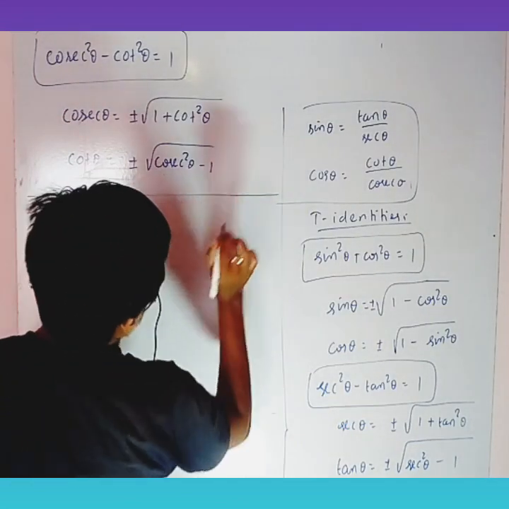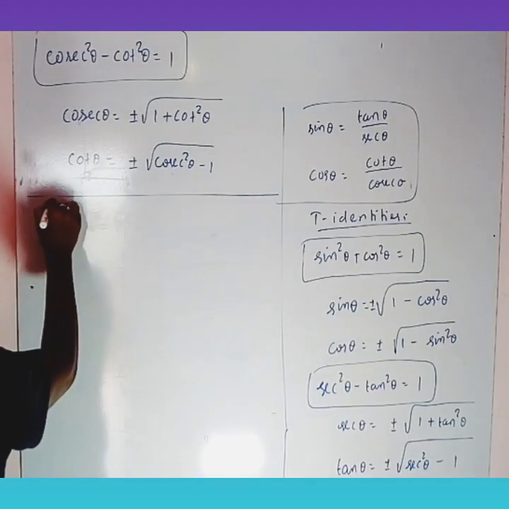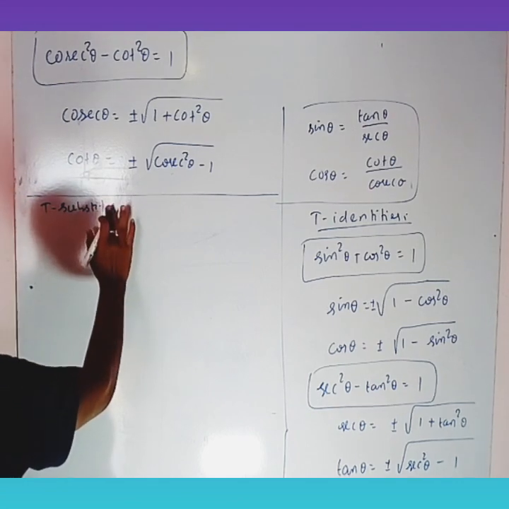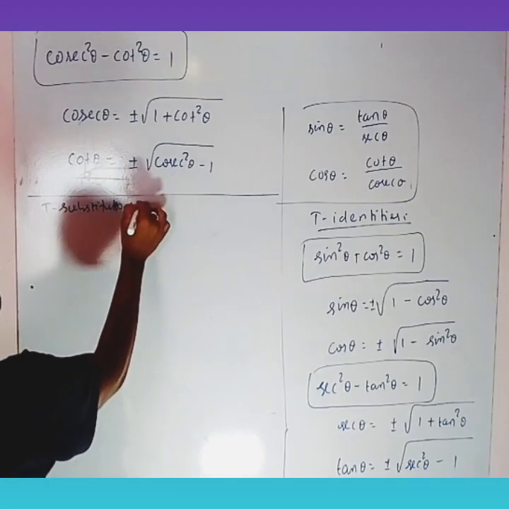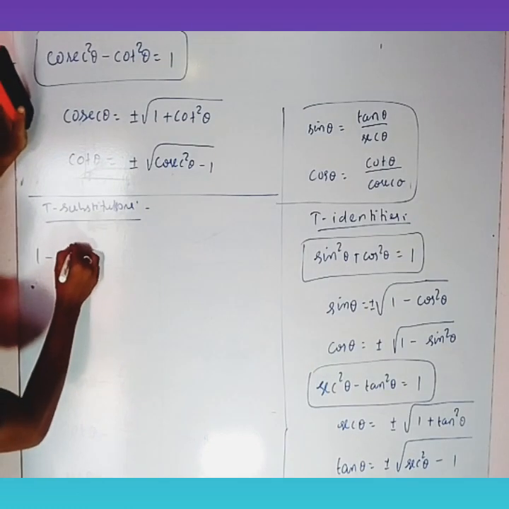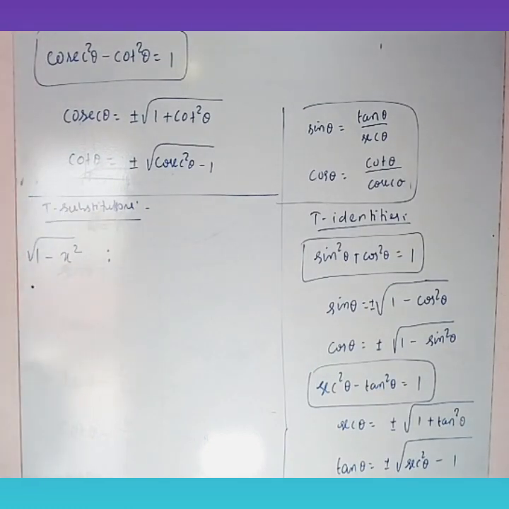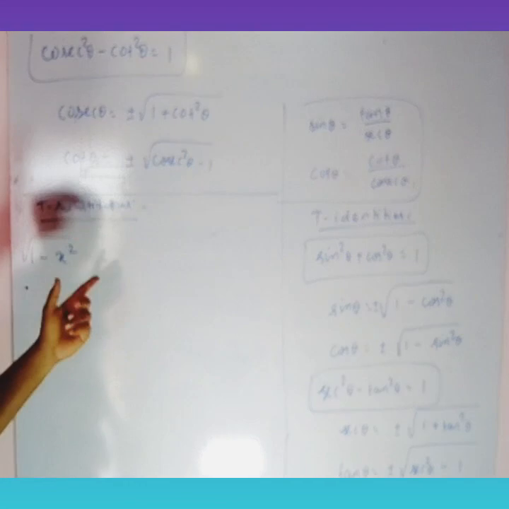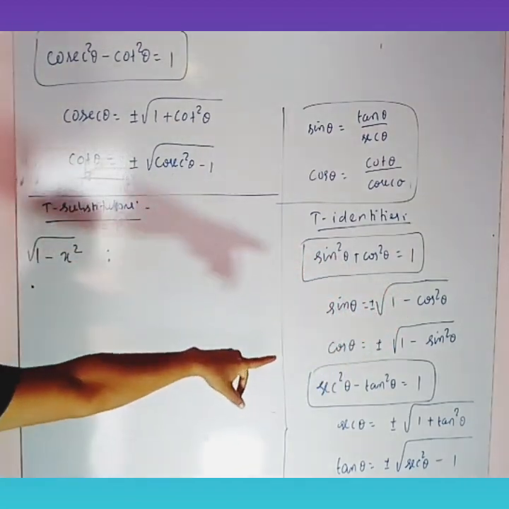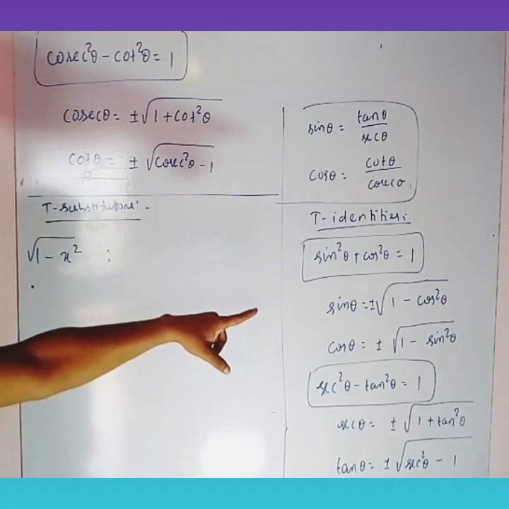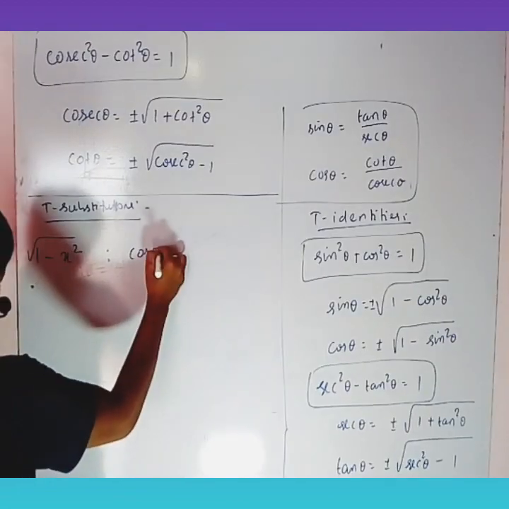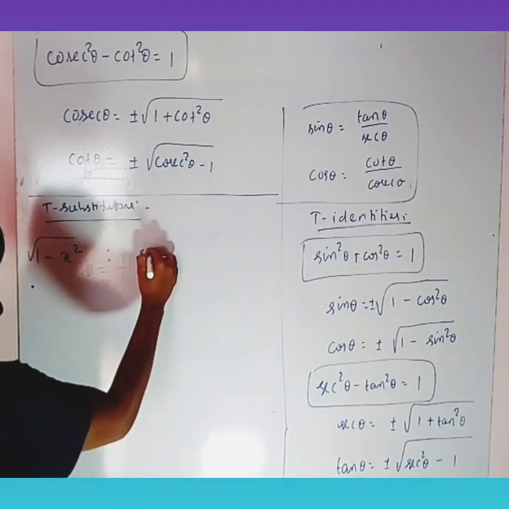Most important thing, trigonometric substitution. If the expression is square root of 1 minus x square, the trigonometric substitution for x is sin theta or cos theta. If you put x equal to sin theta, then the root becomes cos theta. If it is cos theta, then it becomes sin theta. So the substitution for x here is sin theta or cos theta.